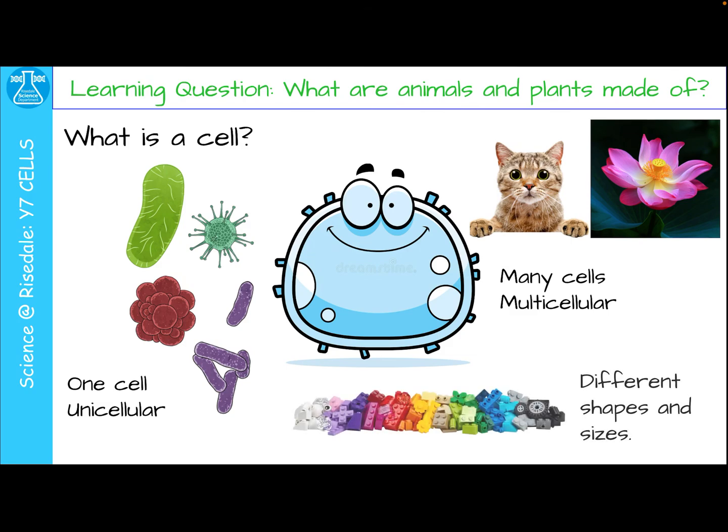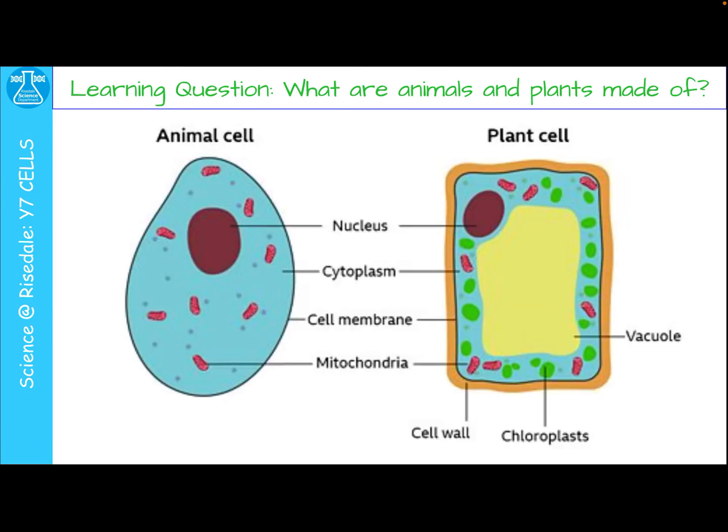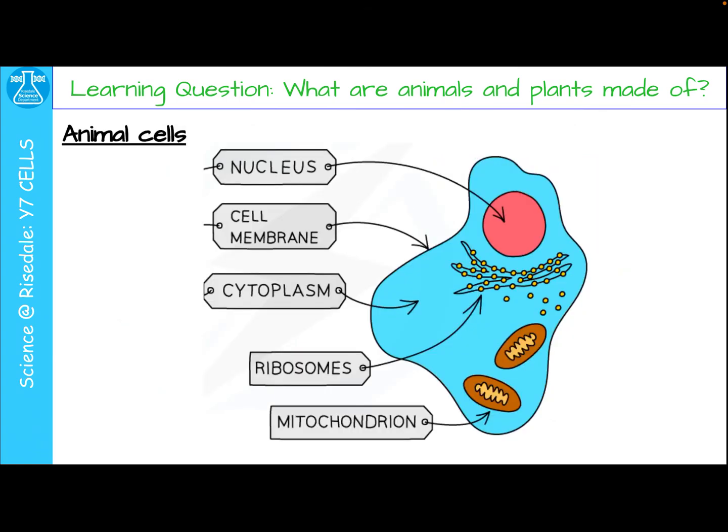Just like Lego bricks, cells can be different shapes and sizes and have different uses. There are two main types of cells that we're going to learn about: animal cells and plant cells. They have some similarities, but there are very important differences. We're going to start by looking at animal cells. Pause the video now and sketch this picture into your book. Use the colouring pencils to colour in your diagram.